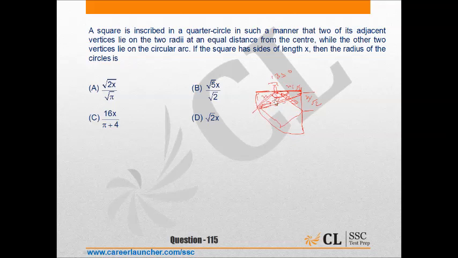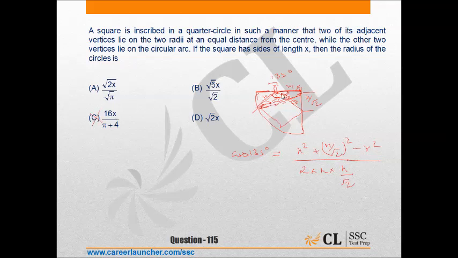So basically by applying the cosine formula, cos 135 is equal to x square plus (x by root 2) whole square minus r square, upon 2 into x by root 2, will give me the value of r. Another way is, if I look at the options, I know in this entire calculation pi is not coming anywhere, so this option is ruled out.